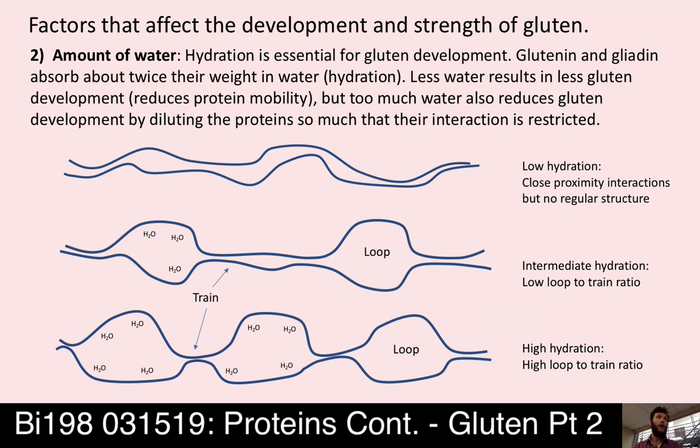Cool. So high hydration, you're going to have a really high loop to train ratio, right? And so depending upon the exact property that you want your dough to have, it's exquisitely dependent upon how much water you're going to use in that dough, right? And how it affects the loop to train ratio and the formation of the gluten microstructure.